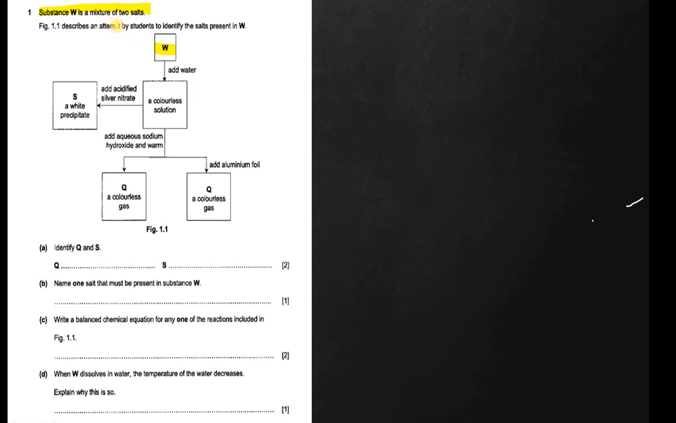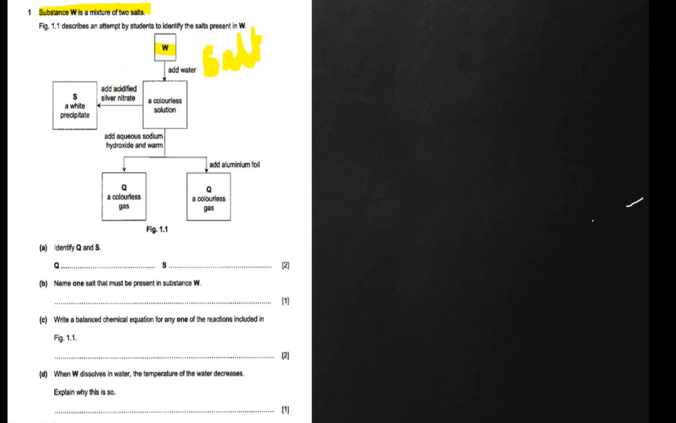Two salts means what? The salt is any compound, right? So there will definitely be two cations and two anions. Anion may be the same, anion may be different. Like you can make sodium sulfate, you can make sodium chloride, or you can make sodium sulfate, you can make magnesium sulfate also, right? So coming to the next clue, when you add water, it is forming a colorless solution.